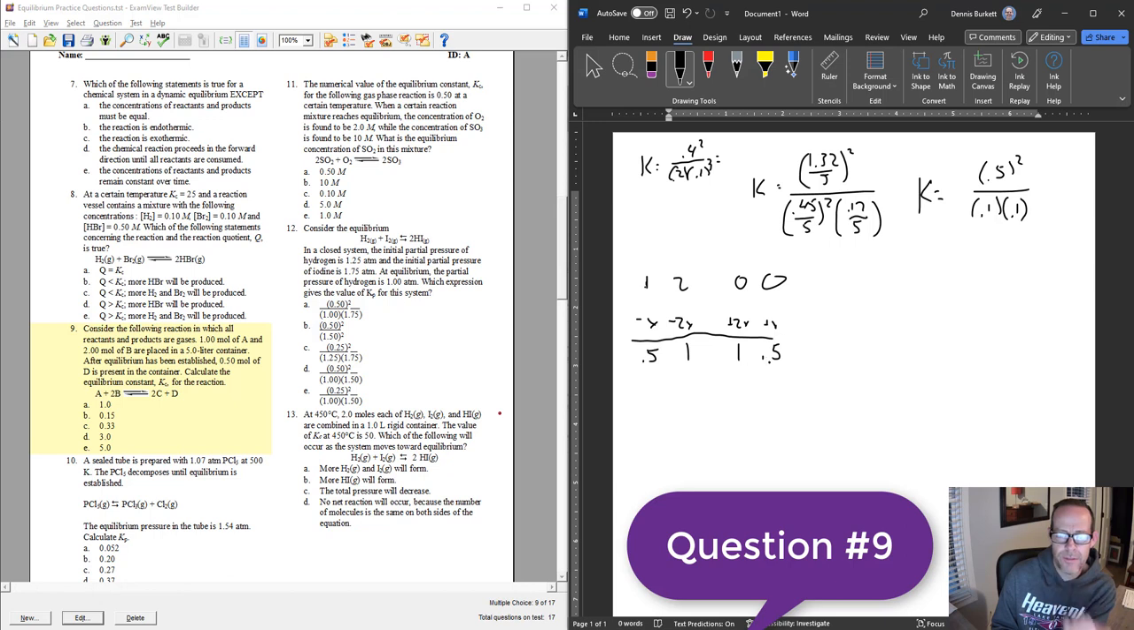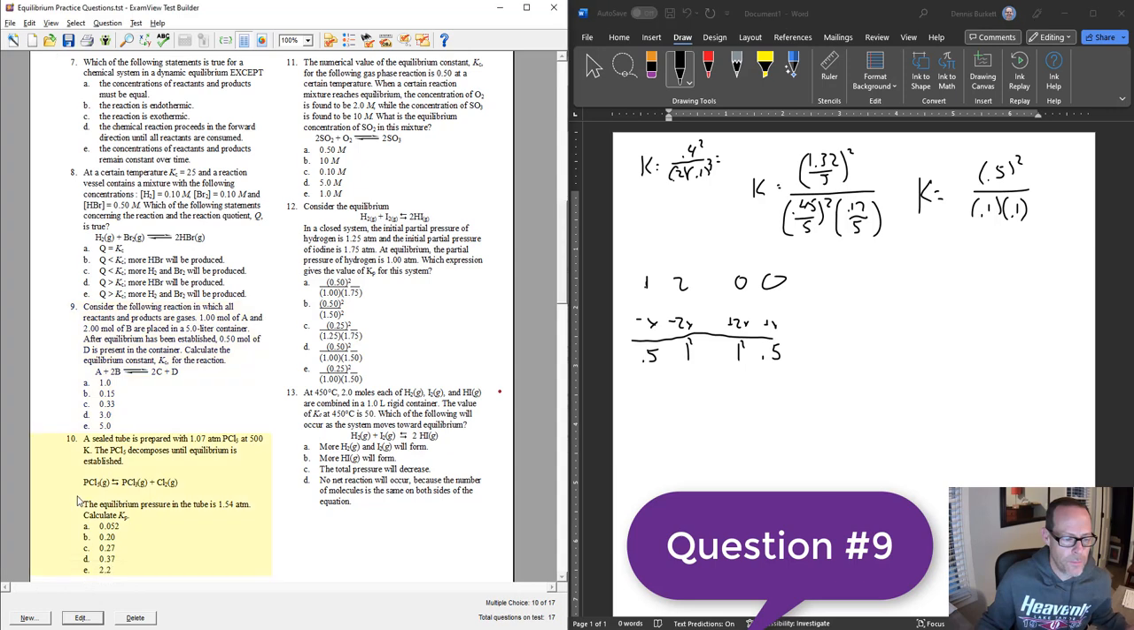So it looks like if I have all these things over each other, that's going to be squared, that's going to be squared. My answer is going to be 1. So 9 is 1 on that one.